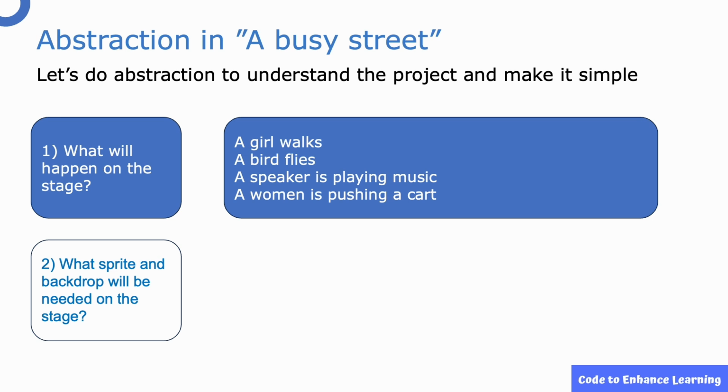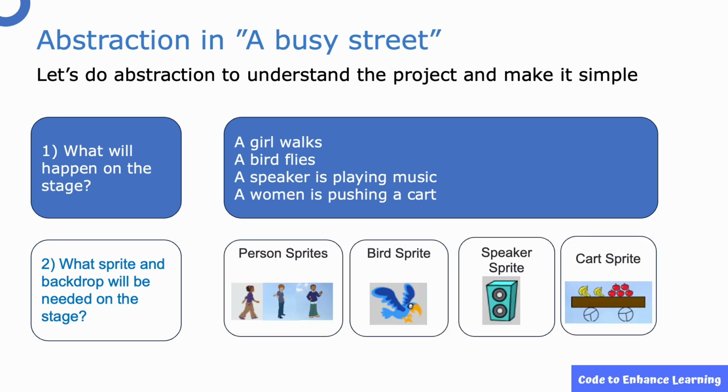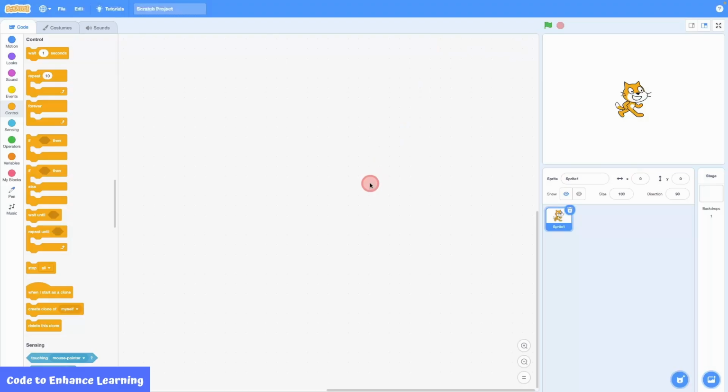Next, when we think about the sprite and backdrop needed, we understand that we need person sprites, bird sprite, speaker sprite, and a cart sprite. Some of these sprites will be available on Scratch, and some we will be drawing on our own. As you can see, abstraction has made the project really simple to understand. Let us now see how to code the project on Scratch. This is the Scratch offline editor where we will be coding our project.